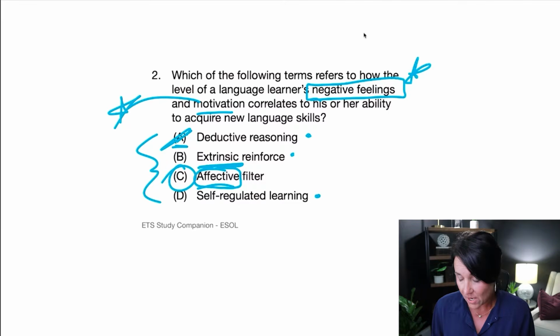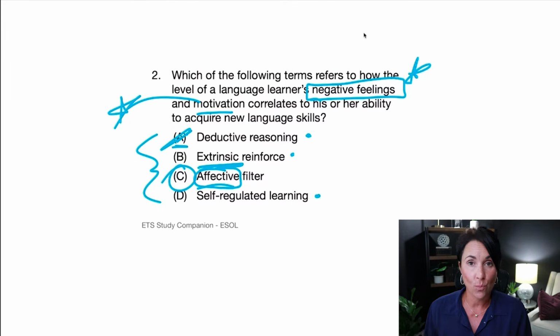Extrinsic reinforcement means that it's an extrinsic reward. So if I said something like, if you speak English in class and you get your conjugated verbs correct, you get a piece of candy. Okay, so it is a reward. It's extrinsic, meaning it's external. I'm giving you an external reward. Typically, extrinsic reinforcements are not the best answer choice here. On these exams, typically we want to choose intrinsic motivation so that the student is doing it because he or she wants to get better, not because they get a piece of candy, okay? So we're going to cross off B.